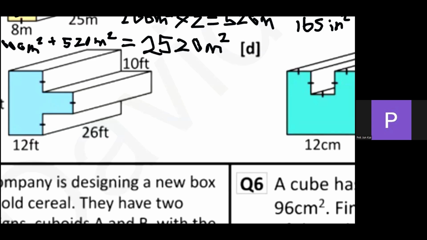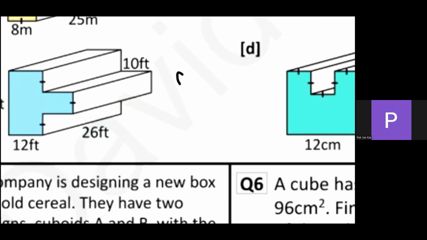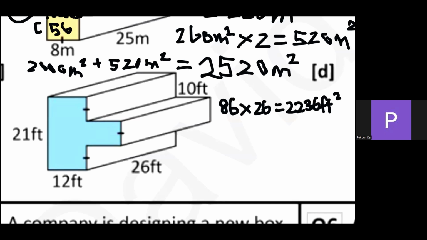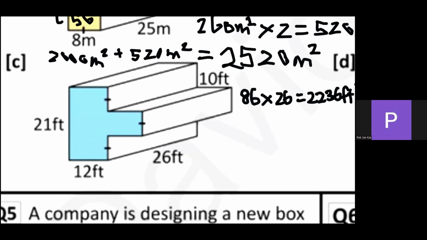So we take 86 feet and multiply it by 26 feet. We would get 2,236 feet square. So now we need to find the area of the cross section. So we can split it into 2 parts, part A and part B. So the area for part A would be 252 feet square, and for part B it would be 70 feet square.